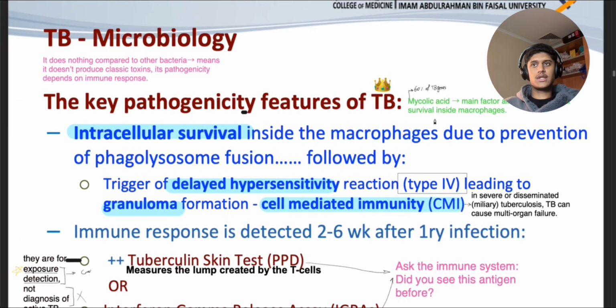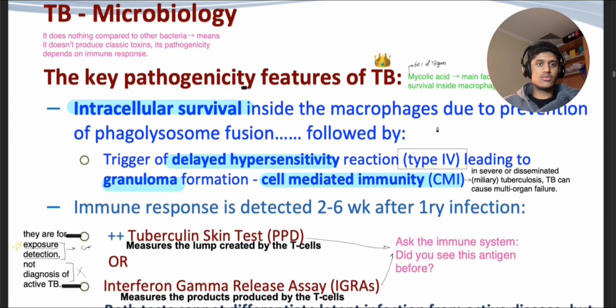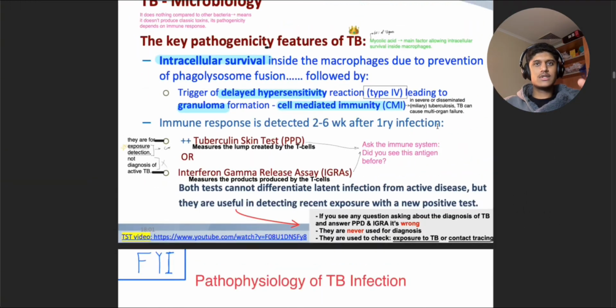And as we said again and again, mycolic acid is the main factor allowing intracellular survival inside these macrophages. It means that it does not produce the classical toxins like other bacteria, and its pathogenicity depends on the immune response, the cell-mediated immunity.